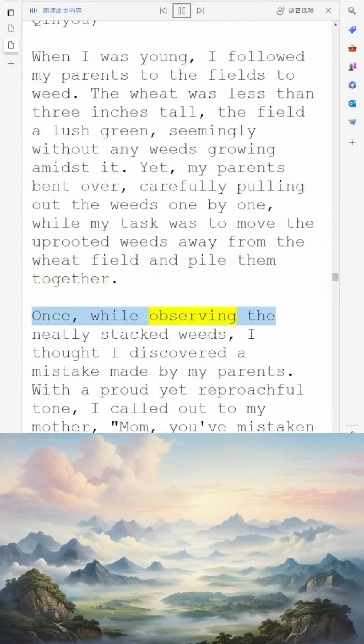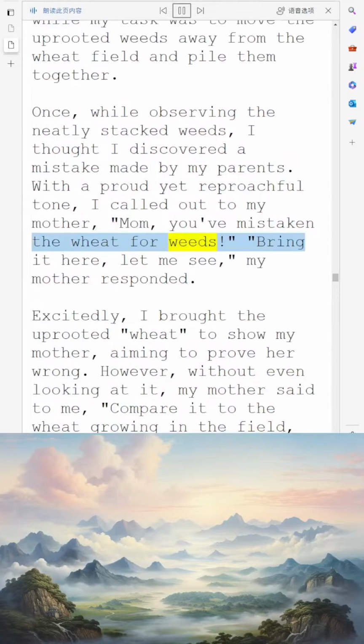Once, while observing the neatly stacked weeds, I thought I discovered a mistake made by my parents. With a proud yet reproachful tone, I called out to my mother, "Mom, you've mistaken the wheat for weeds. Bring it here, let me see." My mother responded. Excitedly, I brought the uprooted wheat to show my mother, aiming to prove her wrong.